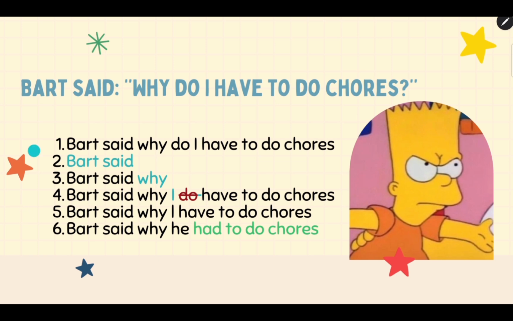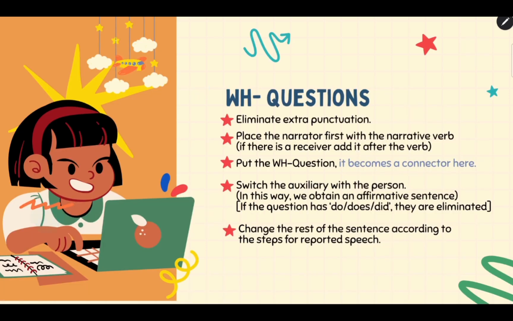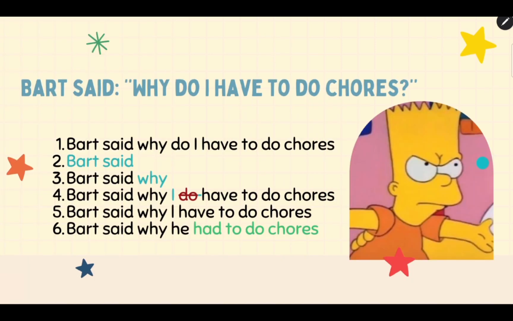The next step is to switch the auxiliary with the verb. In this way, we obtain an affirmative sentence, but if we have the auxiliary do, does, or did, we have to eliminate them. In this case, we switch the auxiliary and the subject, right? So do I is a question, affirmation, I do. But remember that do is eliminated here, so we eliminate do, right? Very good. So we have now Bart said why I have to do the course, right?